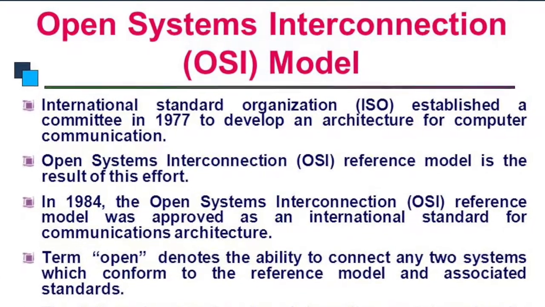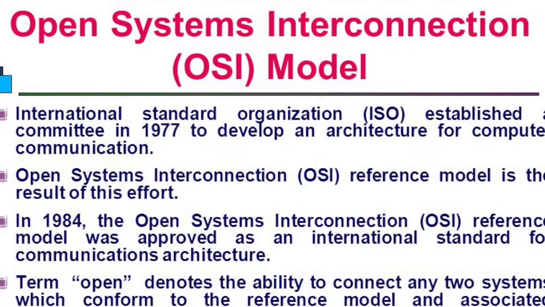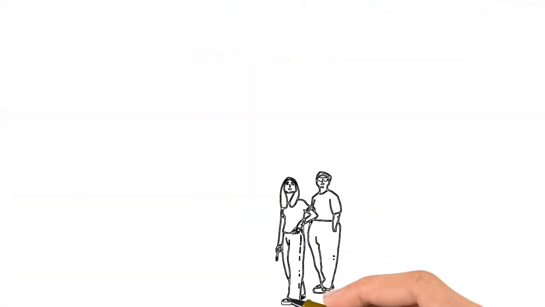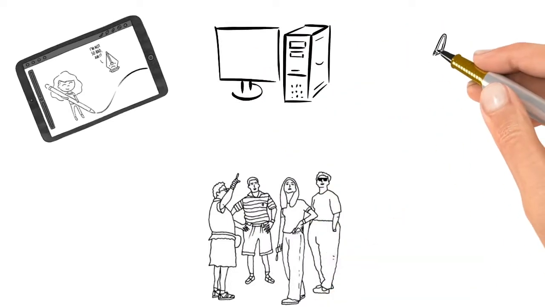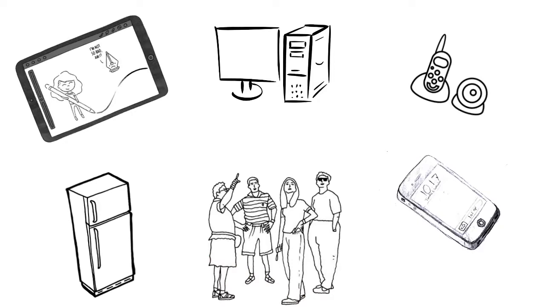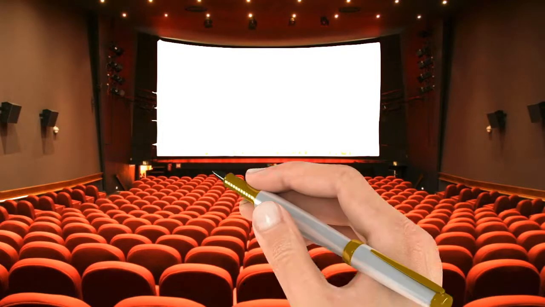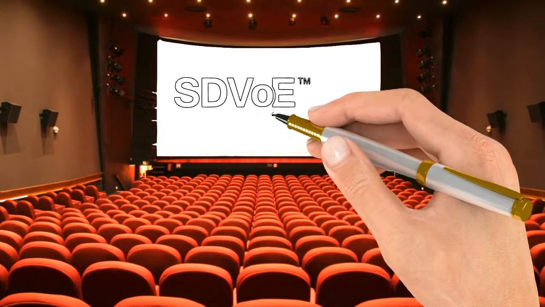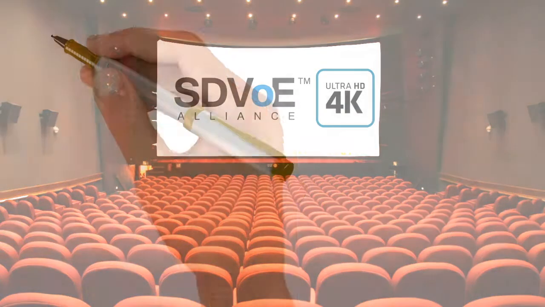The OSI model is a theoretical structure which forms the basis of communication for all network devices or hosts. If you look around you, network hosts are everywhere, from your iPad to your computer, baby monitor, your phone, or even your fridge freezer. And getting packets of data from one host to the next around the world is high priority. On top of that, with the advent of super high resolution video such as 4K, the need for network efficiency is greater than ever before.